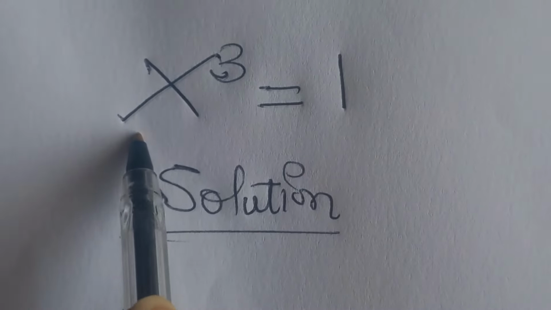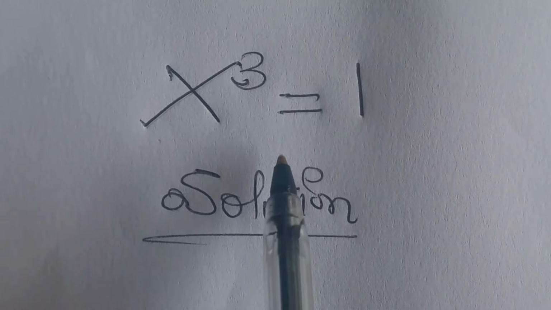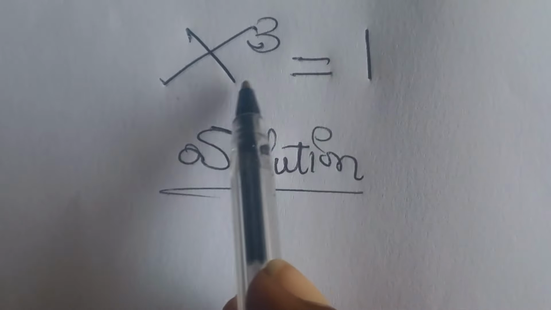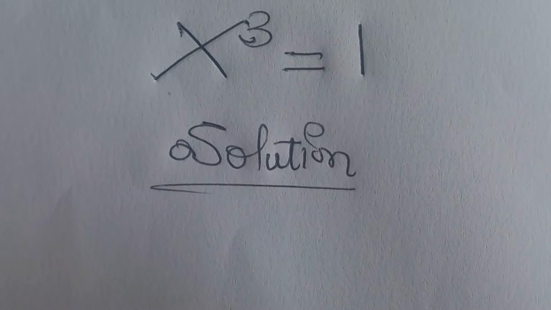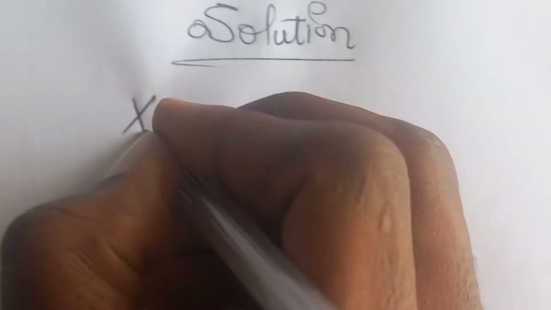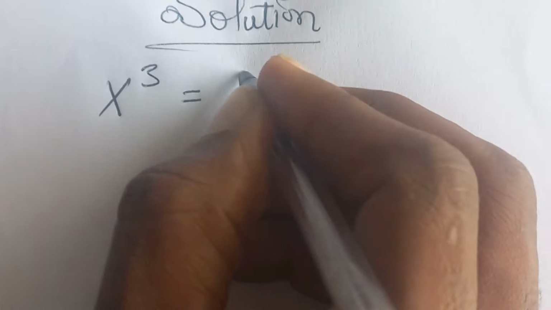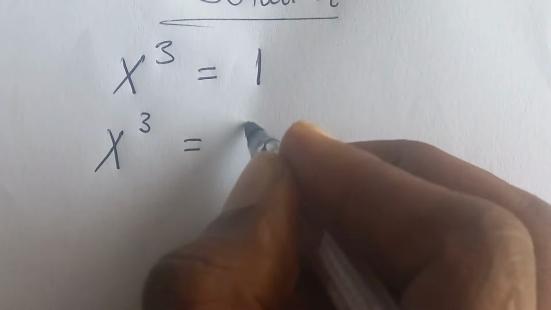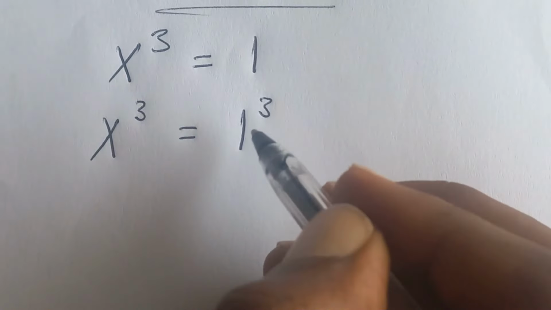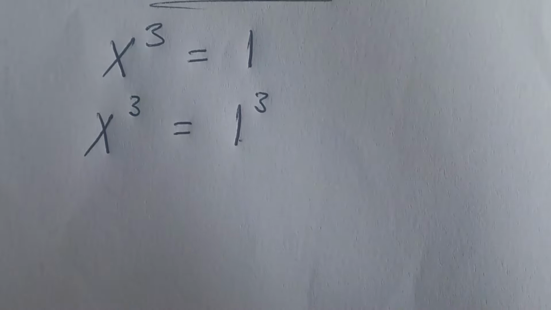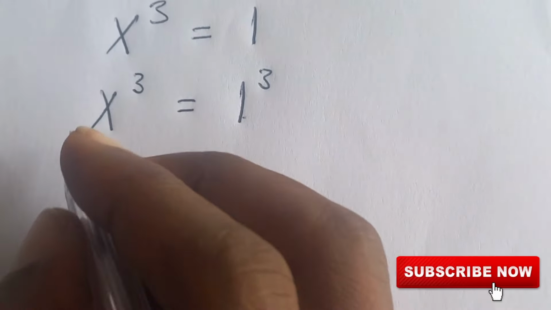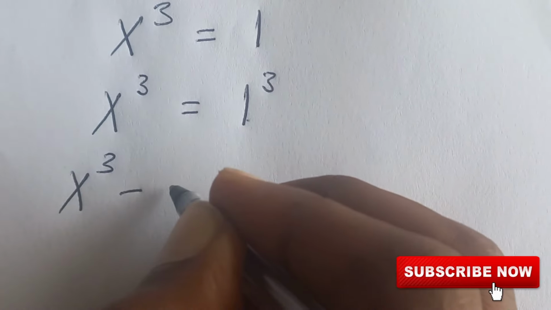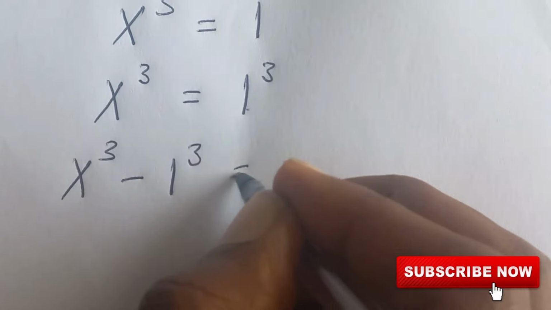So we have x cubed is equal to 1, or x exponent 3 is equal to 1. In this case, we are solving for the values of x, okay? So we have x exponent 3 is equal to 1, and we know that 1 exponent 3 is the same as 1. Good. Now, can we write this as x exponent 3 minus 1 exponent 3 is equal to 0?